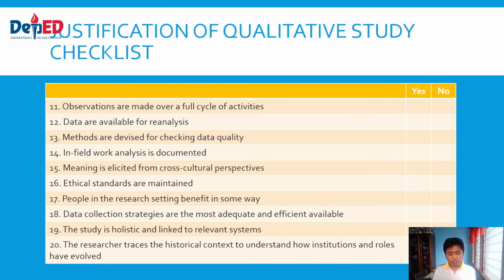Okay? Data collection strategy and your procedure. The study is holistic and linked to relevant systems. Review of related literature: the researcher traces the historical context to understand how institutions and roles have evolved. This is part of your review of related literature. So if you notice, there are 3 parts already that are needed when presenting your title. Okay, possibly this would be a new practice, especially for those schools who are just asking their learners to present only their title for their title defense.